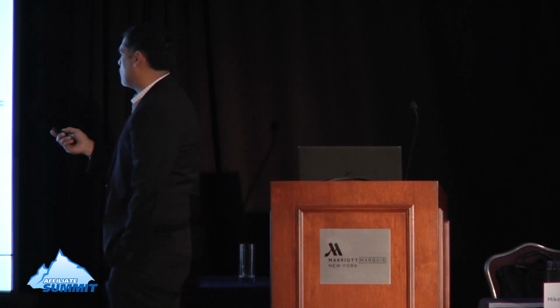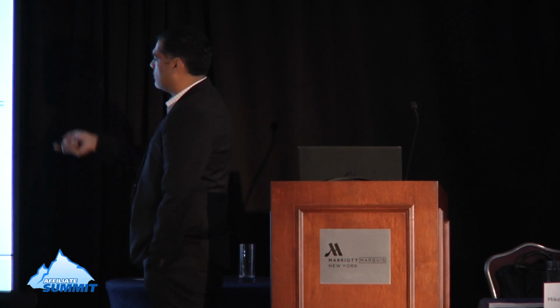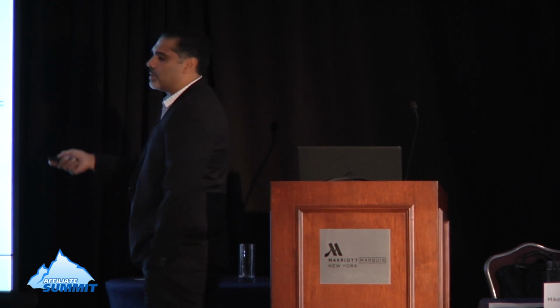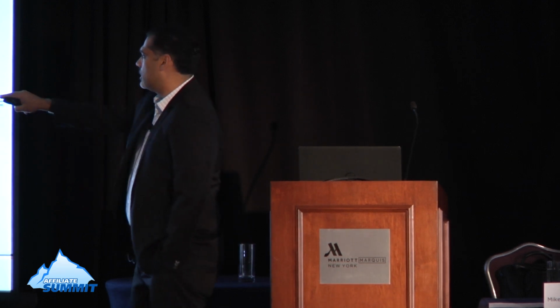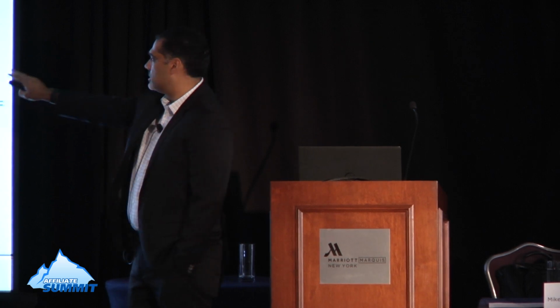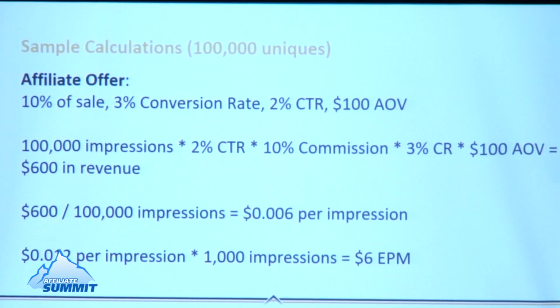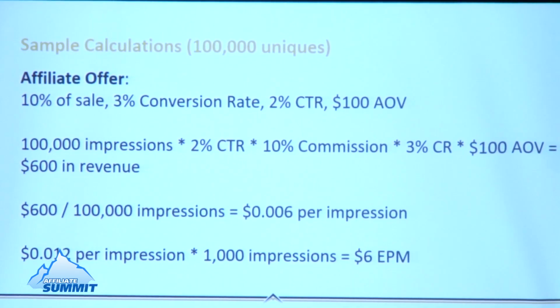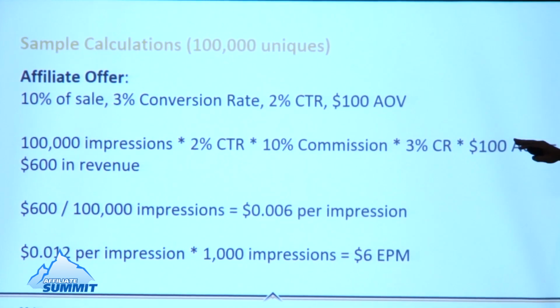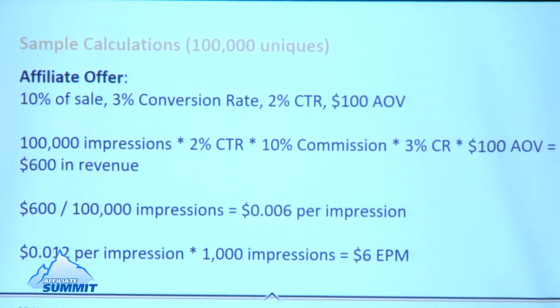All right, so I'm sure while I was talking, you guys weren't paying attention, and we're doing this math in your head to come out to the $6 EPM. But the difference here is you still have the click-through rate, but instead of the 50 cents per click on the AdSense, now we're introducing the average order value and the commission percentage, right? So we're bringing all those things in there, which brings you to a $6 EPM.